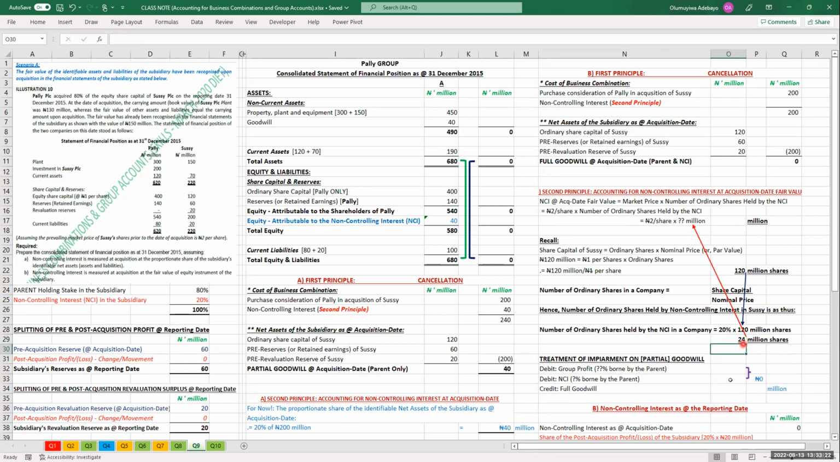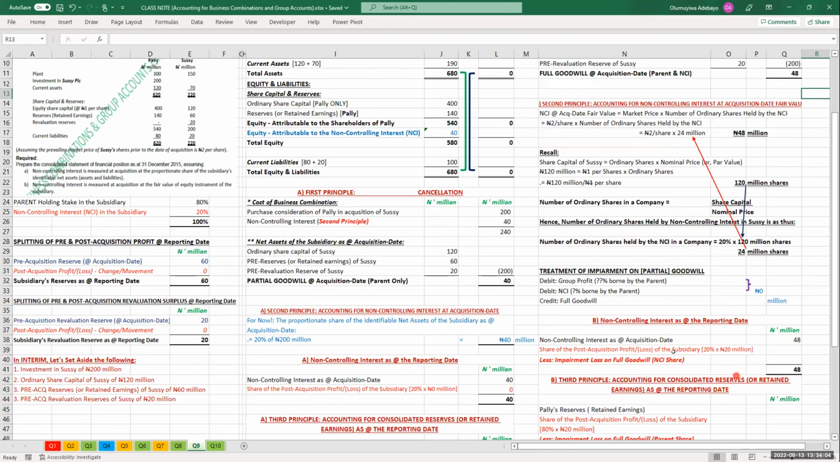Now, these 24 million shares is what we'll use to value the non-controlling interest at acquisition date fair value, which is at 2 naira per share. And that automatically will give us 2 naira times 24 million shares, which is 48 million naira, which we are going to use in determining the amount of our goodwill. Now, invariably, our goodwill here is 48 as compared to the other one that was 40. Okay, that is that.